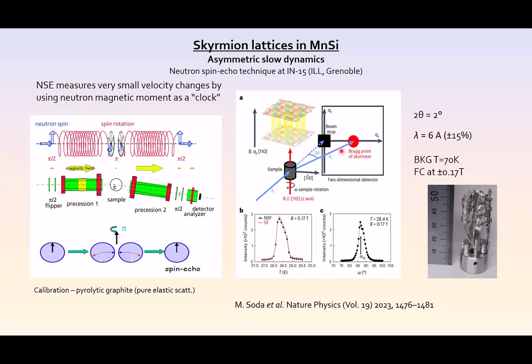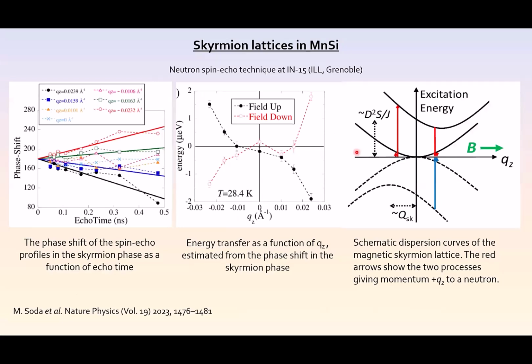The data was collected near a breakpoint of scattering from the skyrmion. So here are the results. What we calculated, for example, here is the phase shift of the spin echo profiles in the skyrmion phase as a function of echo time when the field was applied up, and the same picture when you apply it down. And here you can see the energy from these phases.